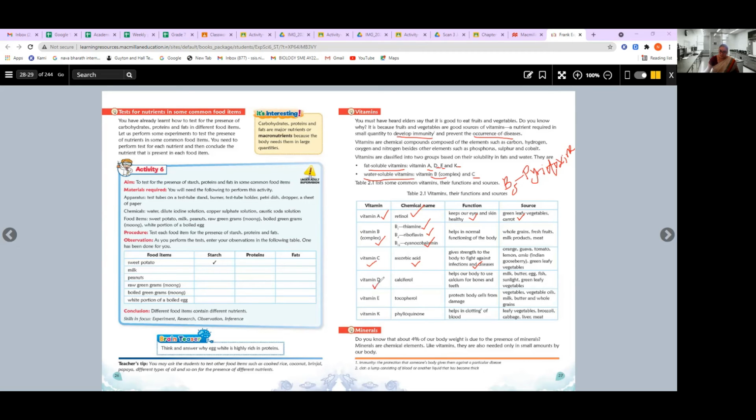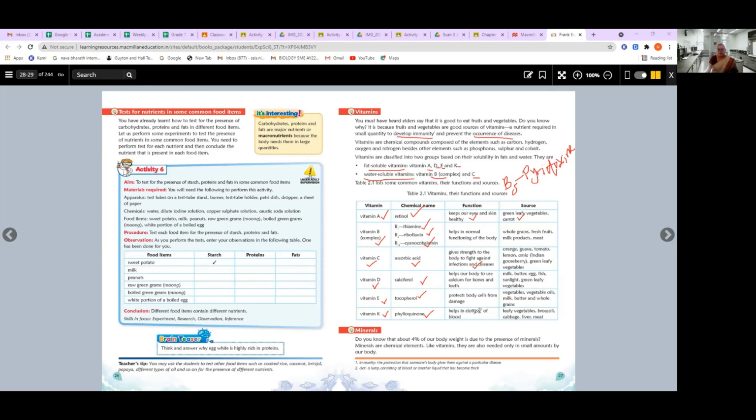Next, vitamin D, calciferol. It helps our body to use calcium for bones and teeth. Sources are milk, butter, egg, fish, sunlight, and green leafy vegetables. Then vitamin E, tocopherol. It protects our body cells from damage. Sources are vegetable oils, milk, butter, and whole grains. Then vitamin K, phylloquinone, helps in clotting of blood. Leafy vegetables, broccoli, cabbage, liver, and meat are the sources of vitamin K.